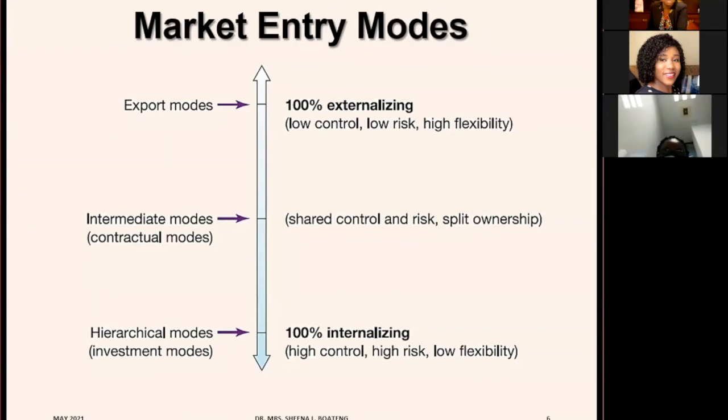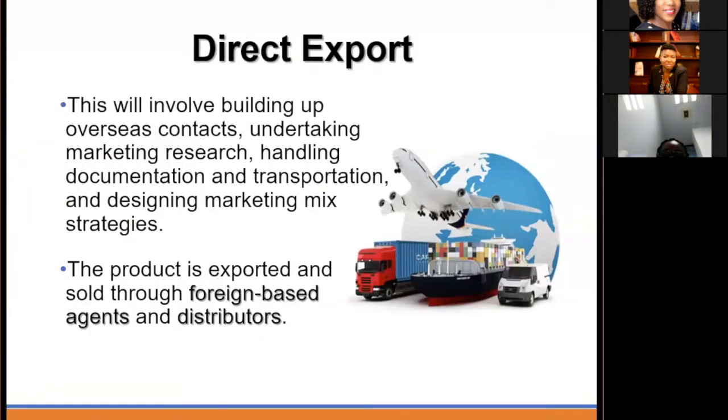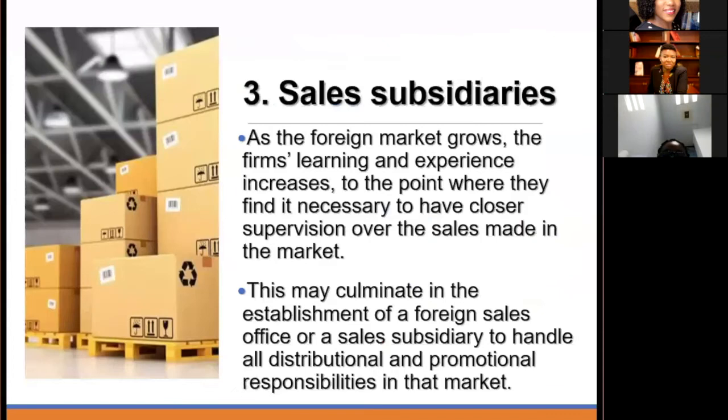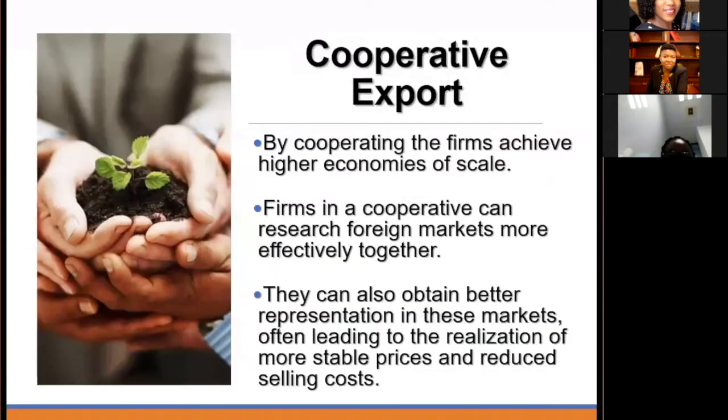Okay, thanks. I was going to say that they were 100% externalizing. Good. That's what I was going to say. Good. So that means that you have a very limited amount of control. However, the risk involved is very low, right? And it's also very flexible, especially for firms who do not have the muscle power to be able to go all in on international marketing activity from the outset, right?